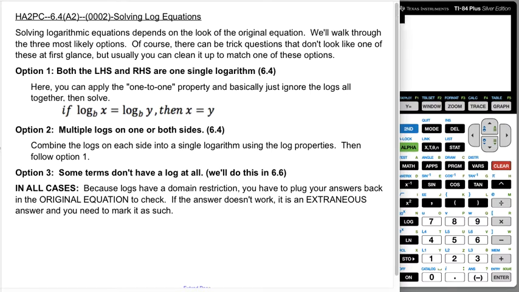And of course, there can be trick questions that don't look like one of these at first glance, but usually you can clean it up to match one of these three options. So a thing to keep in mind is that as you move forward in math, and probably also life, everything's like this, right? You have to assess a situation and then determine how to move forward from there.